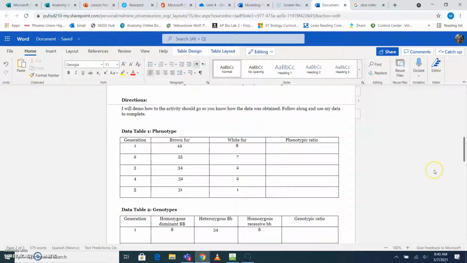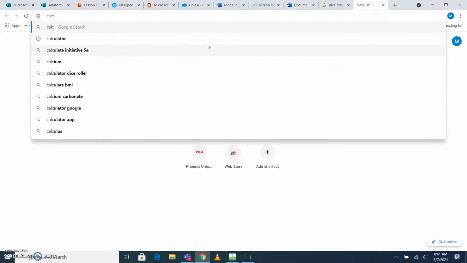So the phenotypic ratio is a number that shows how many are brown fur, how many are white fur. And as we can see, 42 were brown and 8 were white. So that's a 42 to 8 ratio. But we need to reduce this. So I need to divide both sides by 8 to reduce this side to 1. So we can use a calculator online here.